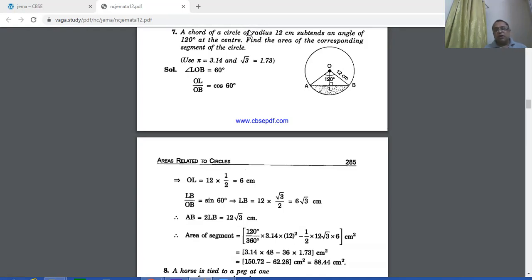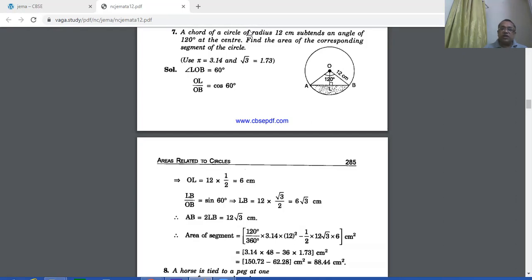Now here we will use half r square sine theta. So what is that? Half into 12 into 12 into sine 120. Now here many people get stuck how to do this sine 120. Now if you have done trigonometry, you have done this, that sine 90 minus theta is cos theta, right? Sine 90 minus theta is cos theta. So same way, sine 90 plus theta is also cos theta. Sine 90 plus theta is also cos theta.